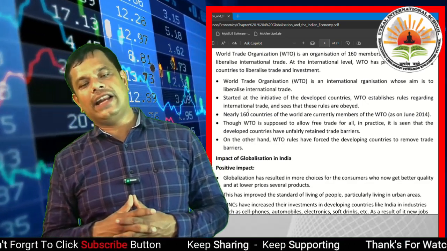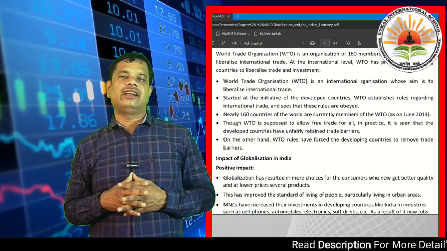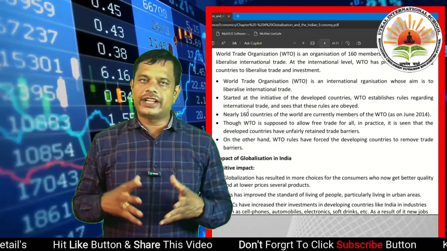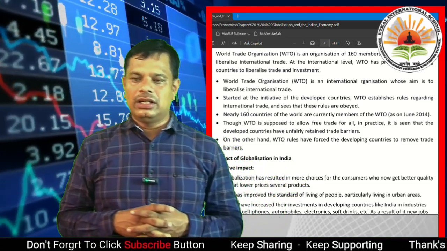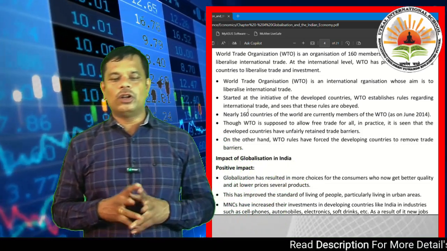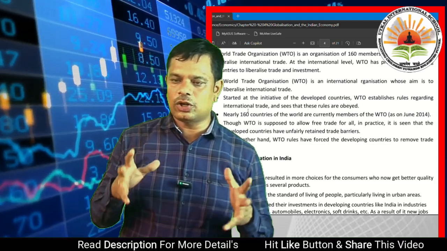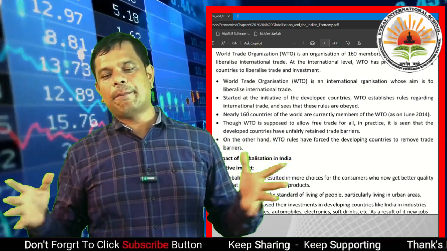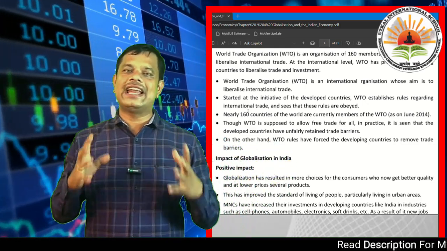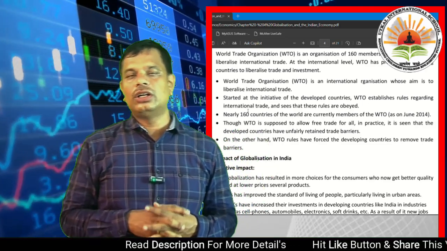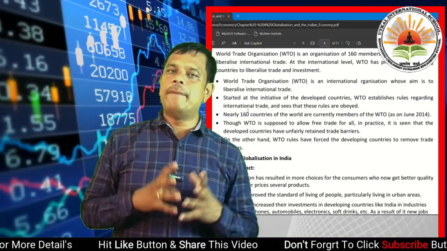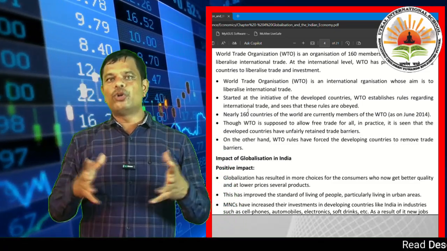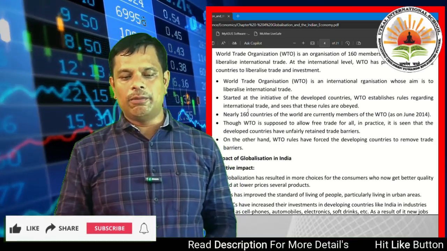The World Trade Organization is supposed to allow free trade for all parties, a free trade practice among all countries associated with the World Trade Organization. But it is seen that the developed countries have unfairly retained trade barriers. On the other hand, World Trade Organization rules have forced the developing countries to remove trade barriers. Some developing countries put up barriers, so the World Trade Organization has the duty to remove the barriers made by the developing countries.